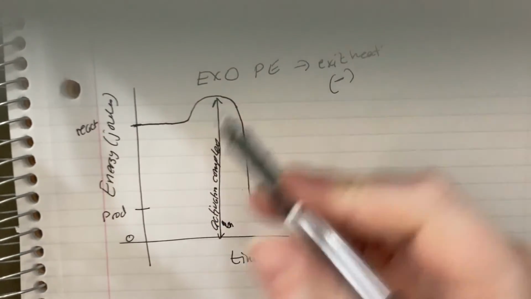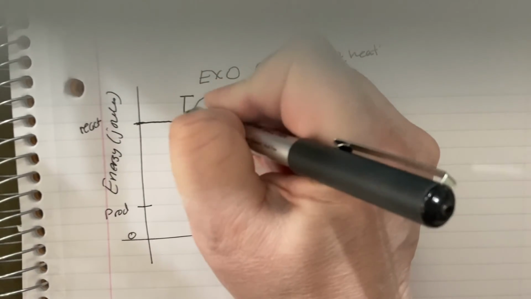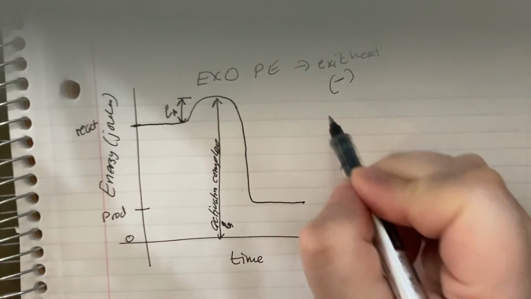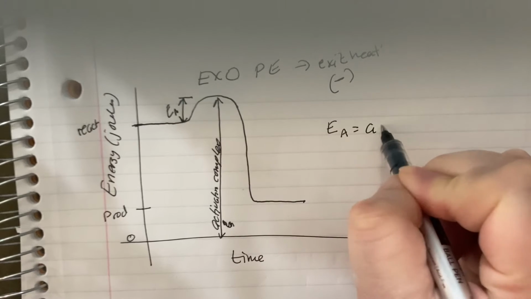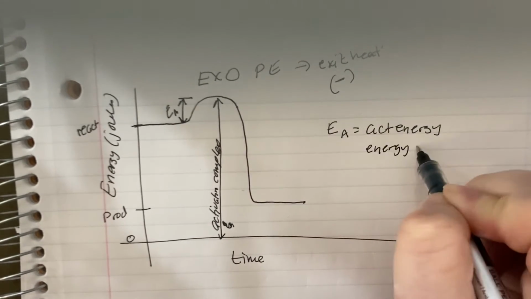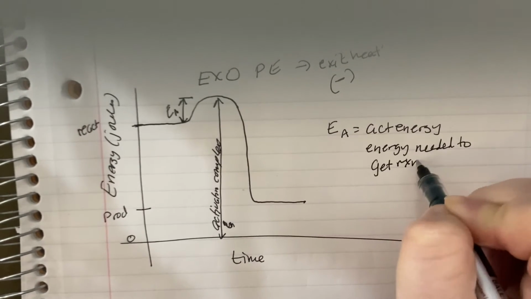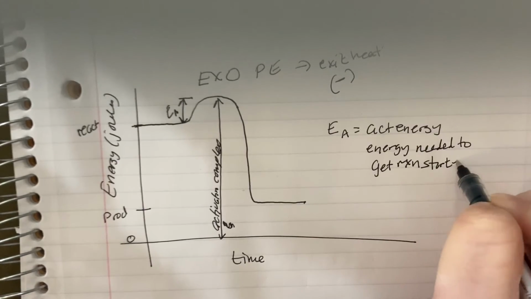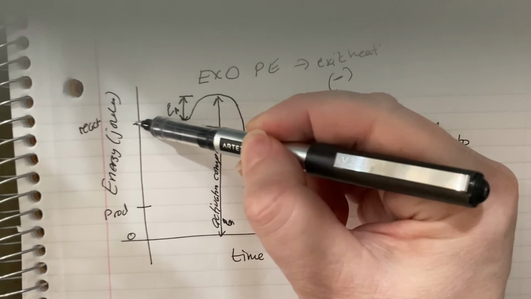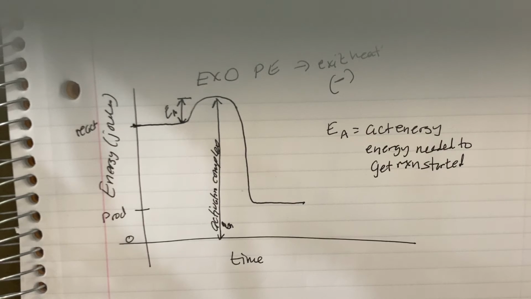Now, activation energy is the actual amount needed. So the energy of activation, Ea, or activation energy, is the energy needed to get the reaction started. And so if you were given a graph with numbers on it, you could actually just read the difference between how much the reactants were at and how much more energy they needed to get started.